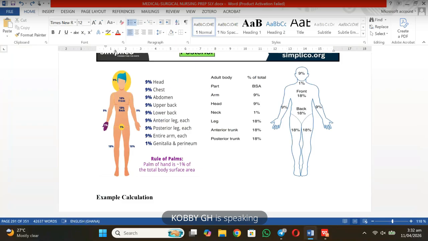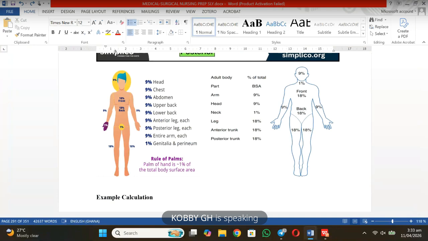Okay, so if the examiner says chest region of the body, what percentage will you give? The examiner says 18. Yes, that is correct. Why 18? Because the chest, we have the anterior chest, which is 9. Posterior chest is also 9, 18.